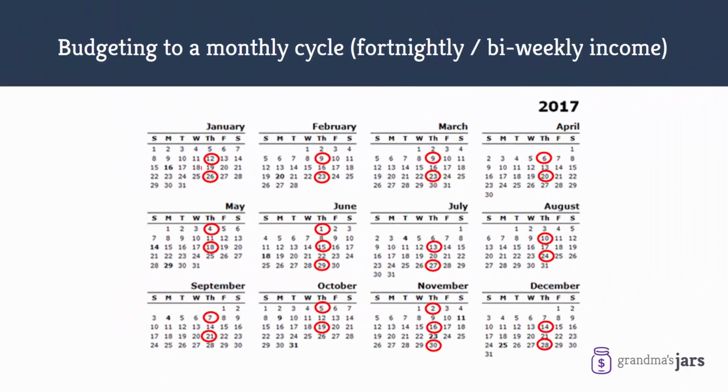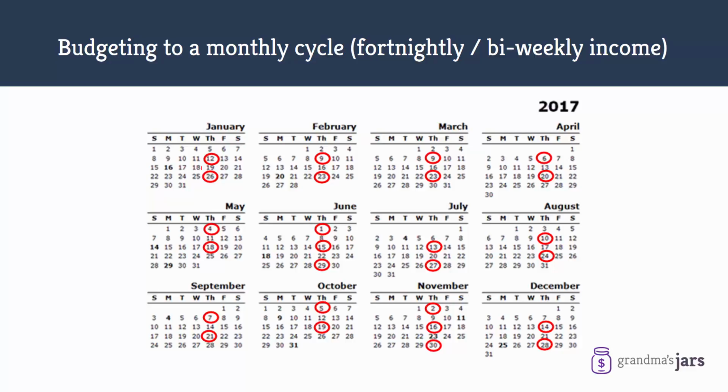And if you get paid fortnightly, most months you only receive 2 pays in a month, and then approximately every 6 months you will receive 3 pays. So if my first fortnightly pay for the year was Thursday, January the 12th, my 3 pay months for 2017 would occur in June and November.